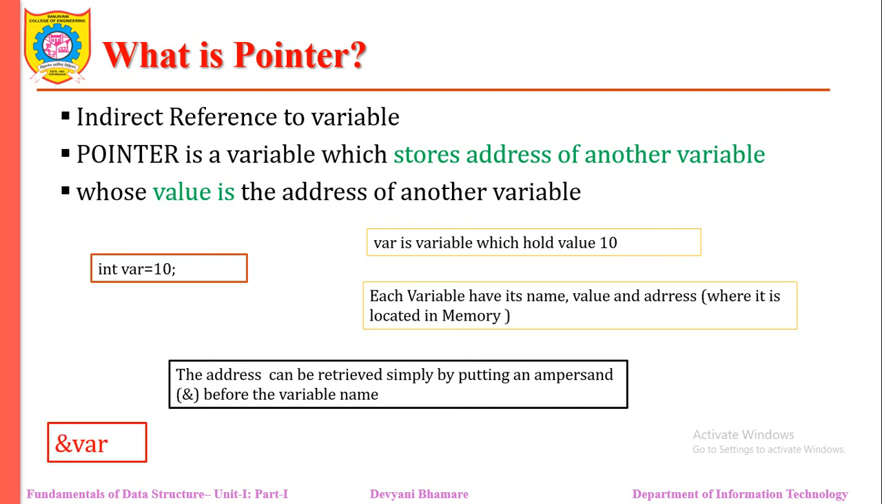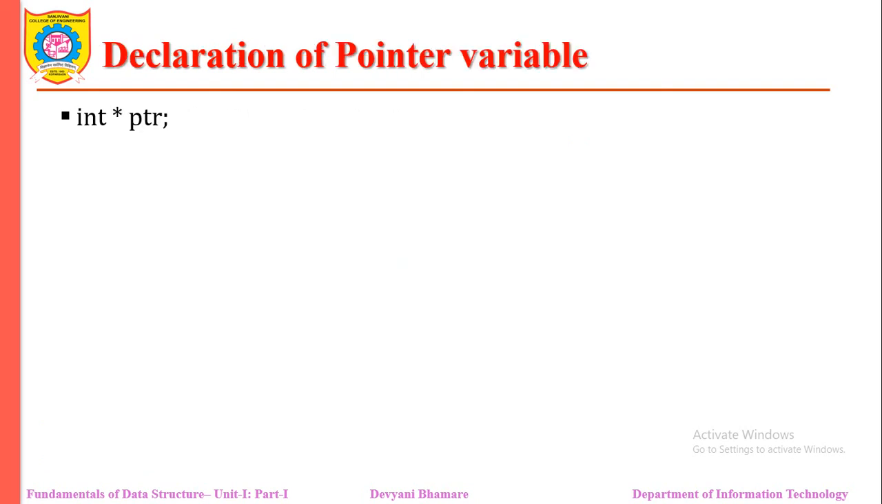Means we are using the ampersand operator before that particular variable. When we are saying &var, this indicates where that variable is located, that is the 5000 location. When we declare the pointer, it is declared like our general variables. The only difference is that the pointer variable should be preceded with the star or asterisk operator. This asterisk operator is also called the indirection operator.